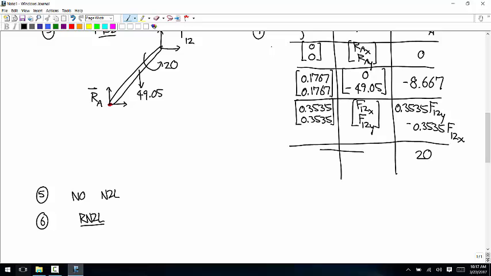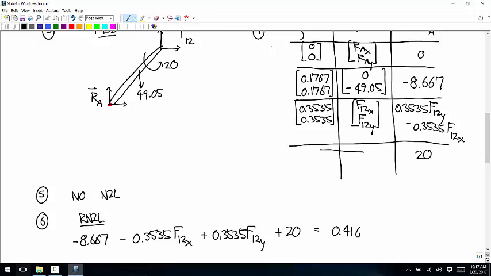So we're going to add up all these moments and set them equal to the moment of inertia times alpha. So negative 8.667. I'm just reordering these. Minus 0.3535 F12x plus 0.3535 F12y plus 20 is equal to 0.416 repeating times alpha 1.